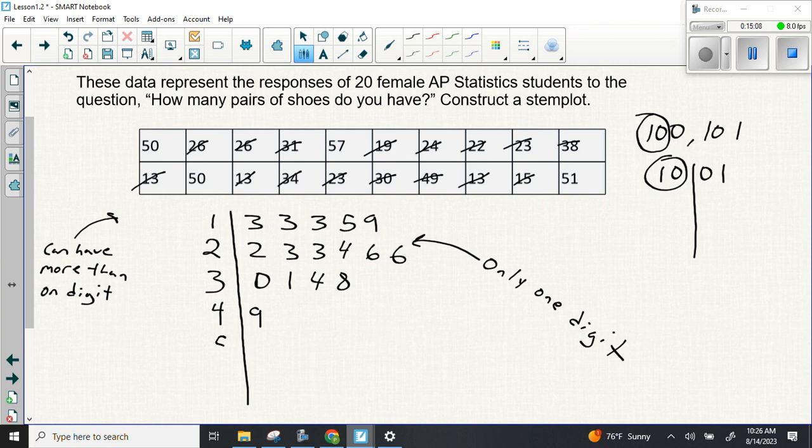And for 50s, we got a 0, a 0, a 1, and a 7. Now, this is not done yet.